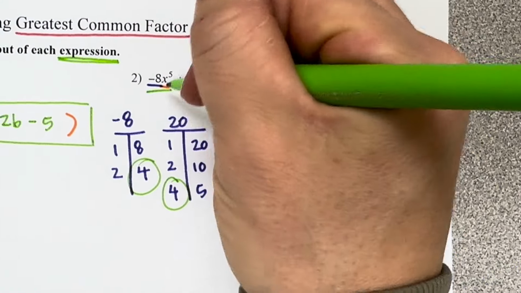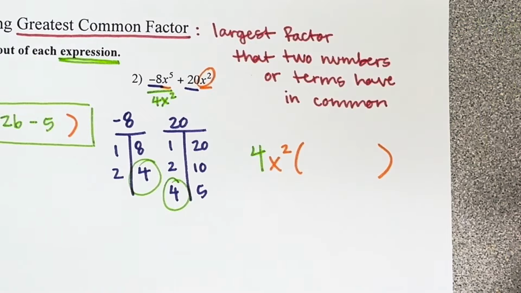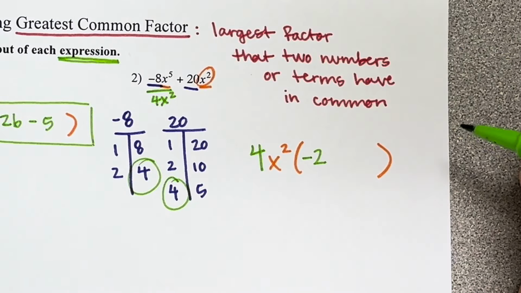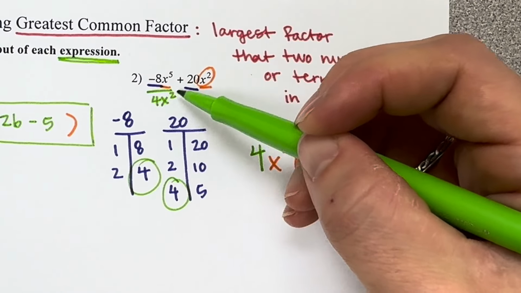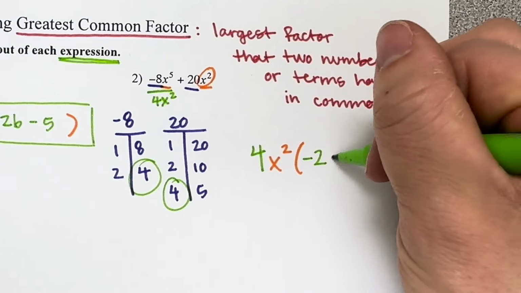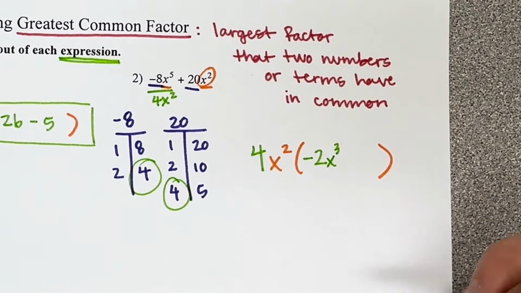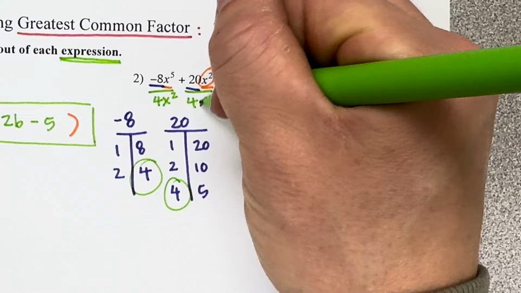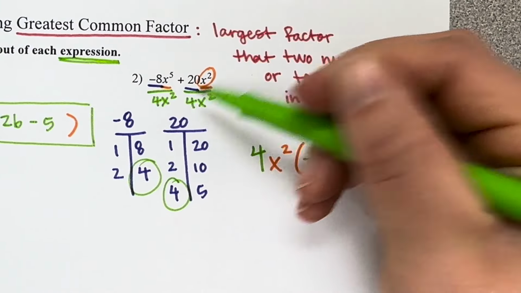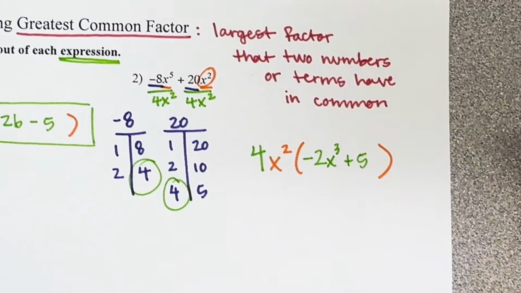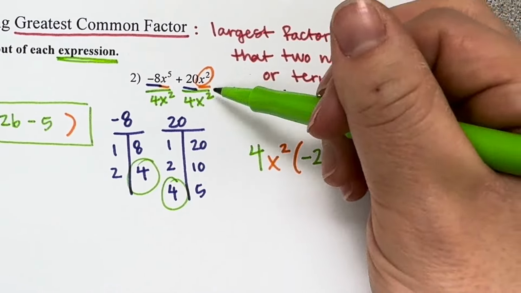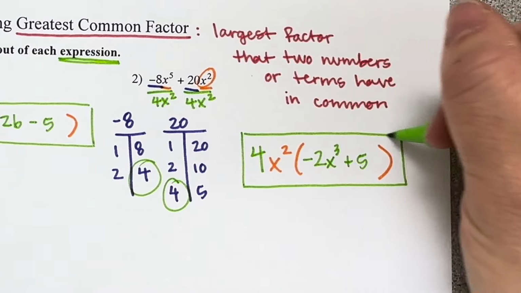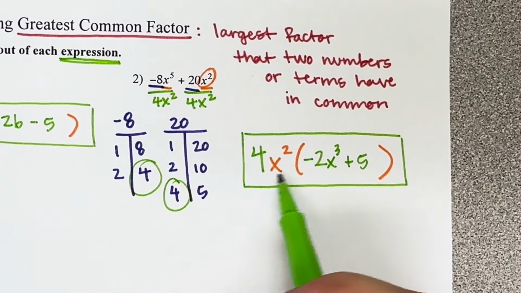So my first term, when I divide by 4x squared, negative 8 divided by 4 is going to give me negative 2. And if I had 5 x's there, but I divided 2 of them out, I'm left with 3. Those are our exponent rules when it comes to variables. Same thing for my second term. 20 divided by 4x squared, well 20 divided by 4 is going to be a positive 5. And I had 2 x's, but I divided both of them out, so they cancel out. There's no more x's left on that one. And there is my final factored expression, where the GCF is out front.